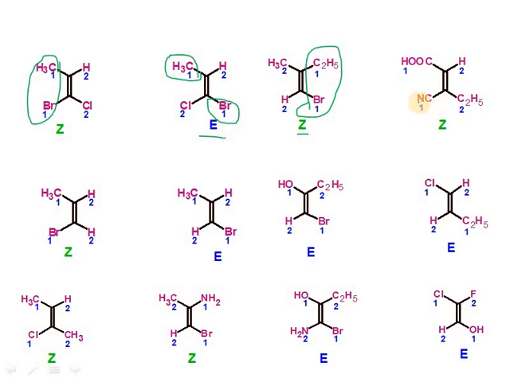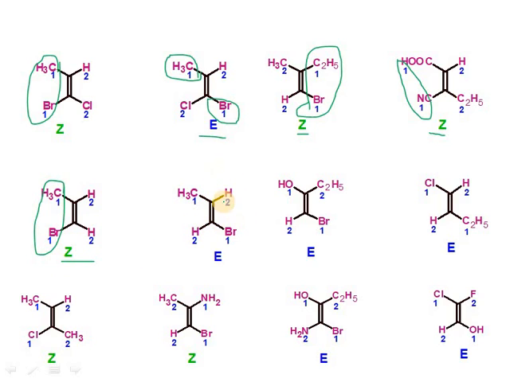Similarly, we compare this. The first priority is this one, and this is second priority; it is also first priority and second priority. So the highest priority groups are on the same side, so it is designated as Z. Similarly, here we compare this: bromine is first, hydrogen is second, methyl is first, hydrogen is second. So the similar groups are on the same side, and the highest priority groups are on the same side, so it is designated Z.